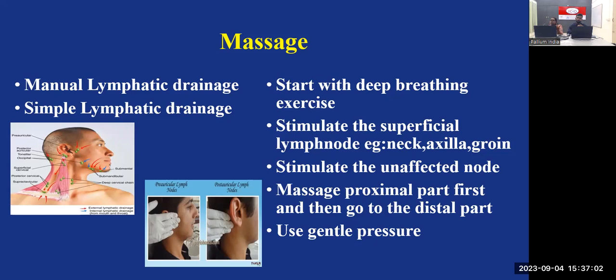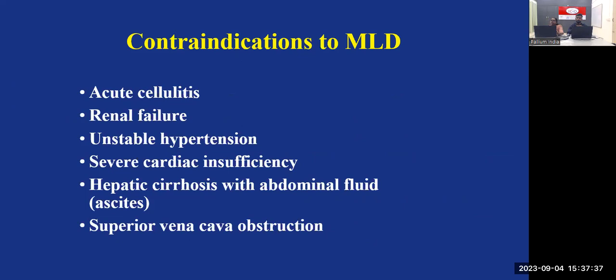And then you can stimulate the superficial lymph nodes, like the neck, axilla and groin. There are a lot of superficial lymph nodes. Massage the proximal part first, and then go to the distal part. You have to clear the proximal area first, and then the distal area. Always use gentle pressure. This is how we give manual lymphatic drainage. We have a video on that. We will show it to you now, and then we will look into the contraindications.